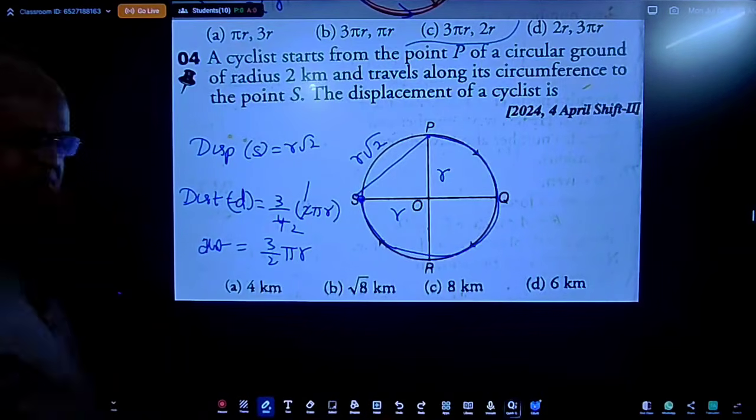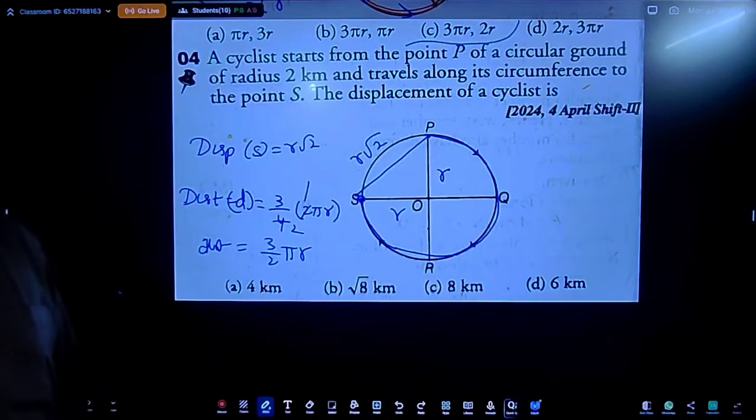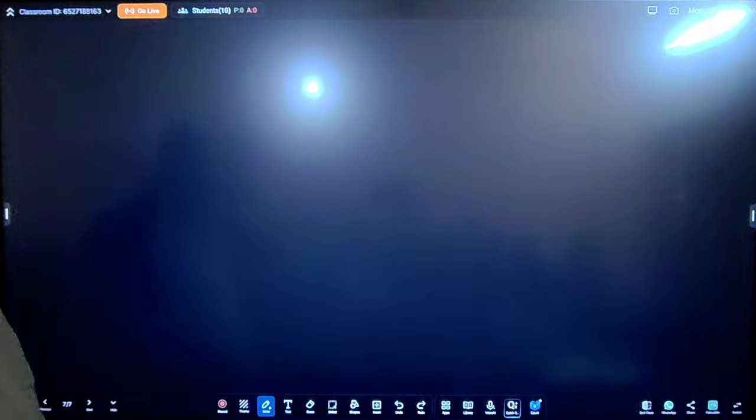Is it understood? Hope you have understood this one. Clear? Anybody, any doubts are there? So this is the explanation.